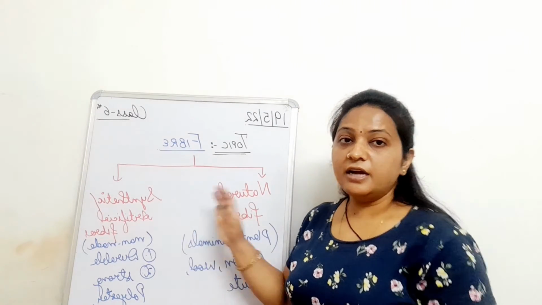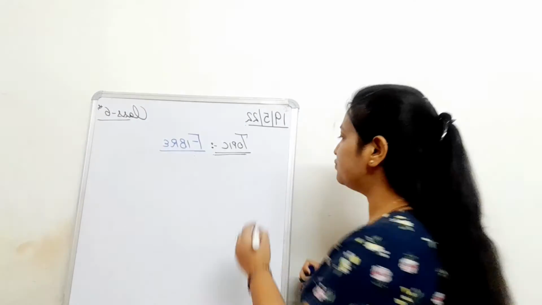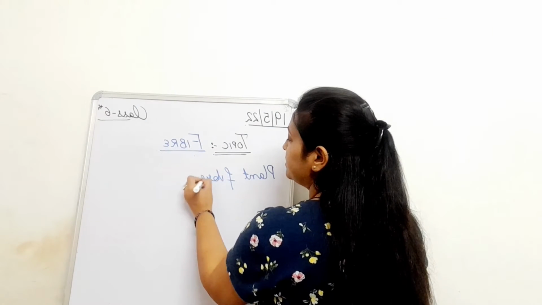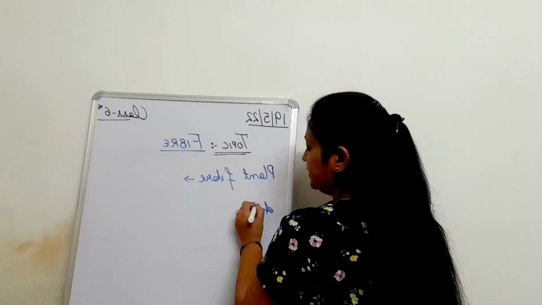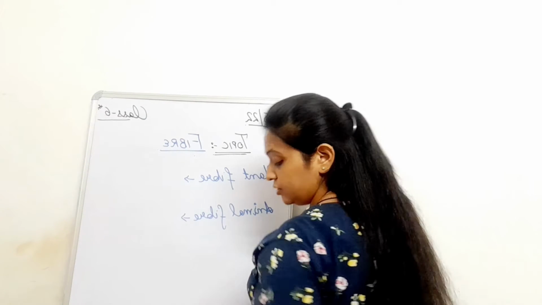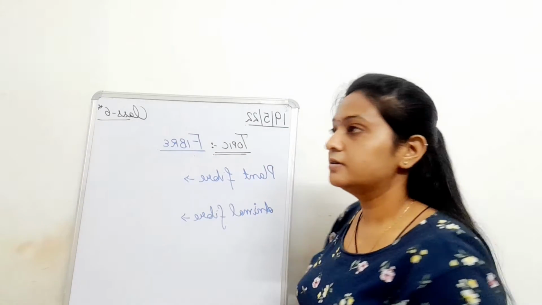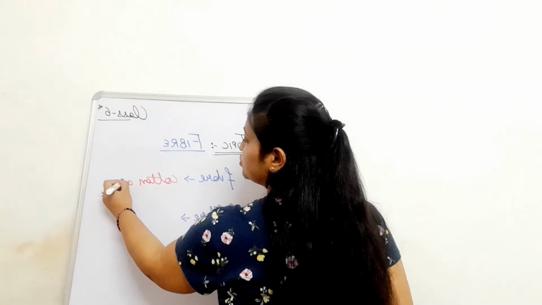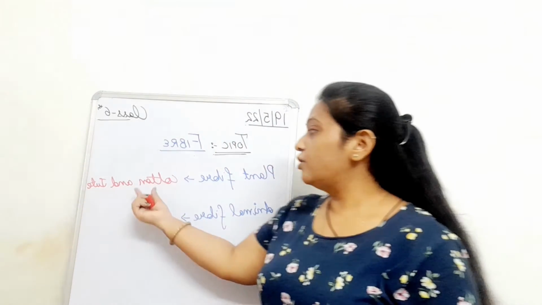I hope this is understood by everybody. Now I am going to ask one question. We have plant fiber, and you have to name some fibers which we get from the plant. And here I am writing animal fiber, which we get from the animals. Please tell me what are the fibers which we get from the plant? We get cotton and jute from the plant. These two are obtained from the plant.